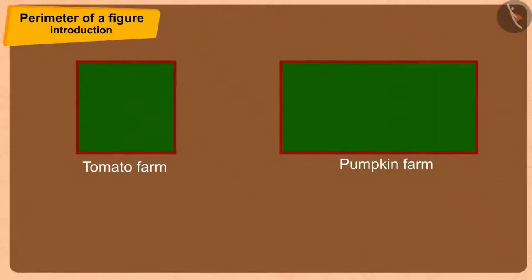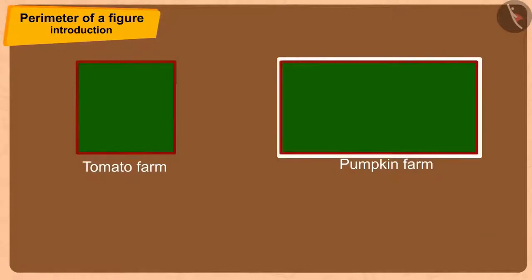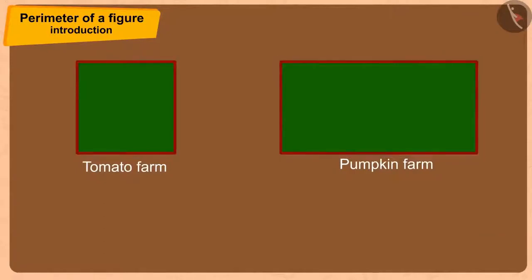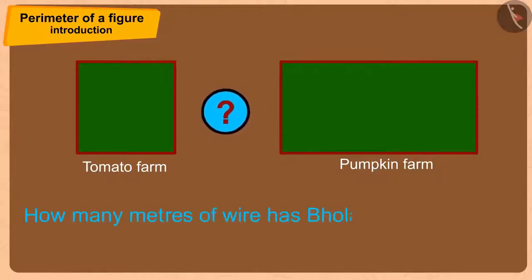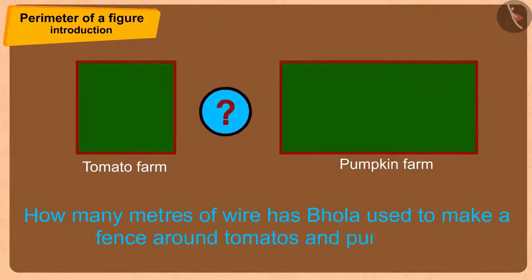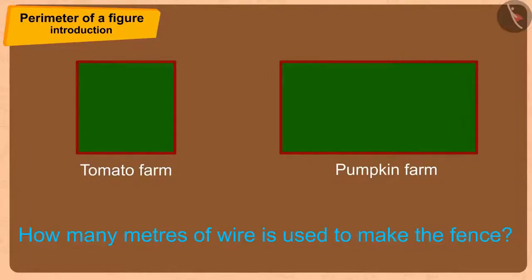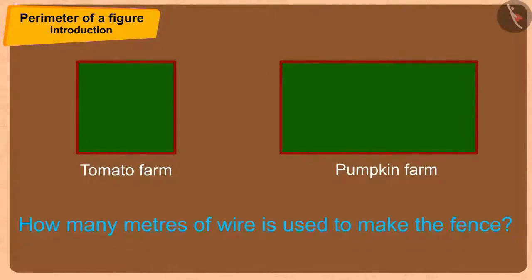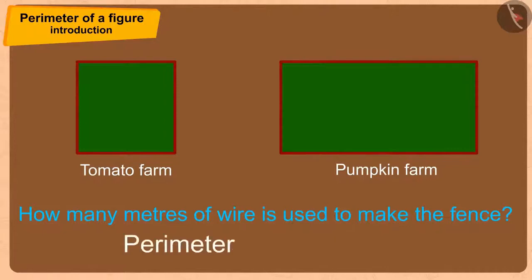If tomatoes and pumpkins have been cultivated in these types of squares and rectangle shapes, can you answer how many meters of wire has Bhola used to make a fence around tomatoes and pumpkins? To estimate the length of the wire used in a fence, we need to find the perimeter of that place.